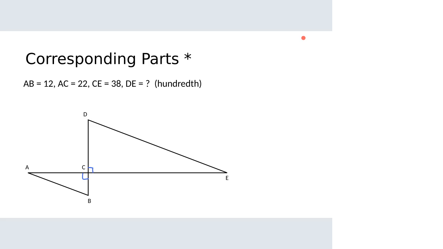Given the fact that AB is 12, AC is 22, and CE is 38, I want you to find the length of DE. I'm going to set up a poll for this one. We've talked about the corresponding parts already. I wasn't sure if I was going to just let you go into this totally blind or talk about it first. I think talking about it was probably the right thing.